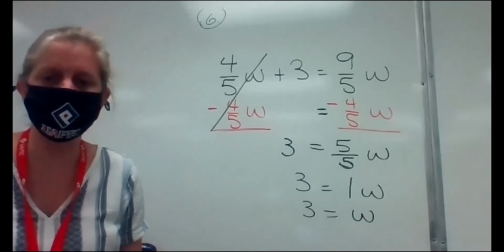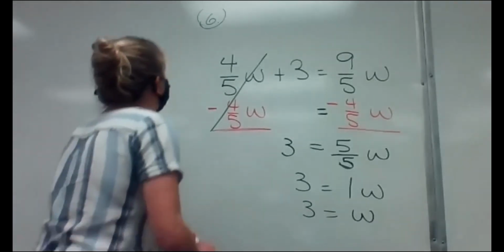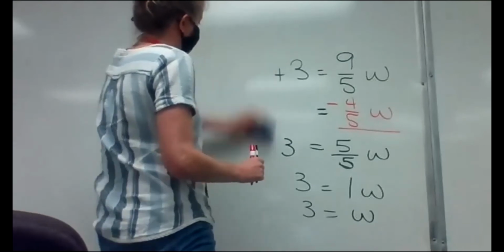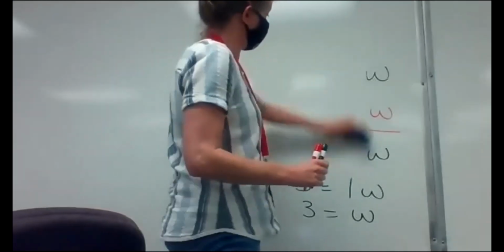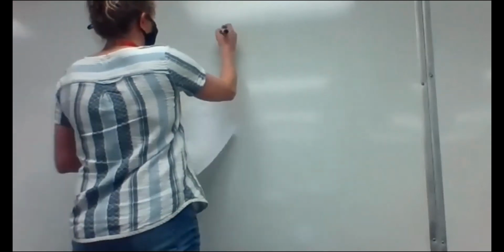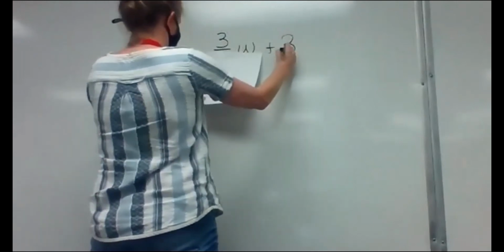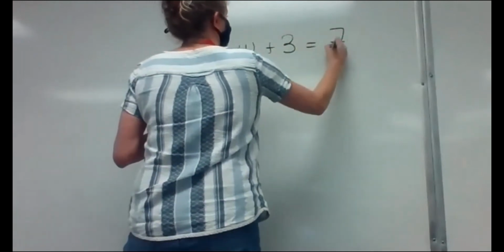Okay, number 7 is exactly like that, just different numbers. So I'm going to put it up here and let y'all work it real quick. It's exactly like number 6. It's 3/4 W plus 3 equals 7/4 W.